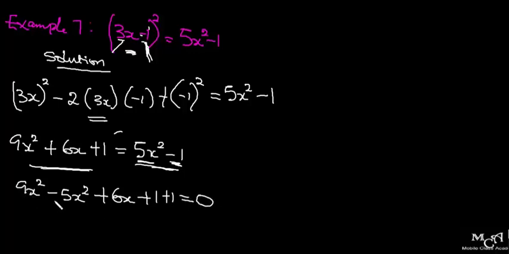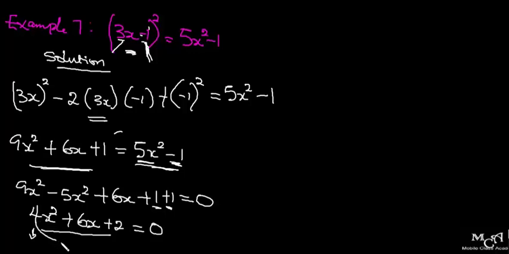So 9x squared minus 5x squared is going to be 4x squared, right? Plus 6x. 1 plus 1 is going to be plus 2 equals 0. So this is our quadratic equation. And when you look at this quadratic equation, you can see that the value of a is greater than 1. Therefore, what are we going to do? We are going to multiply our a with c. Remember, this is our a, this is our b, and this is our c.